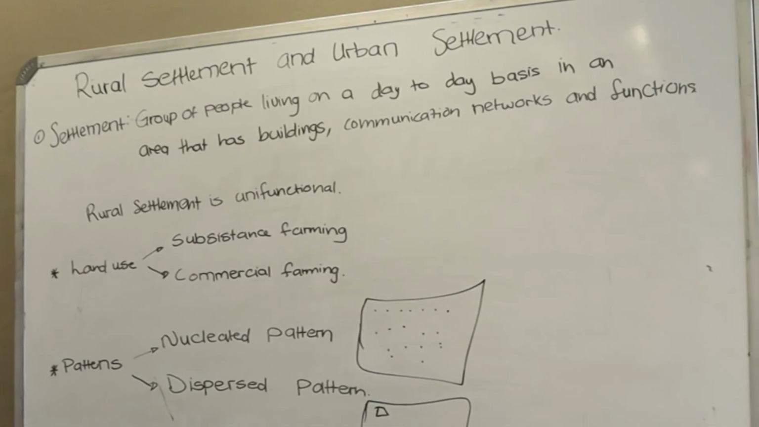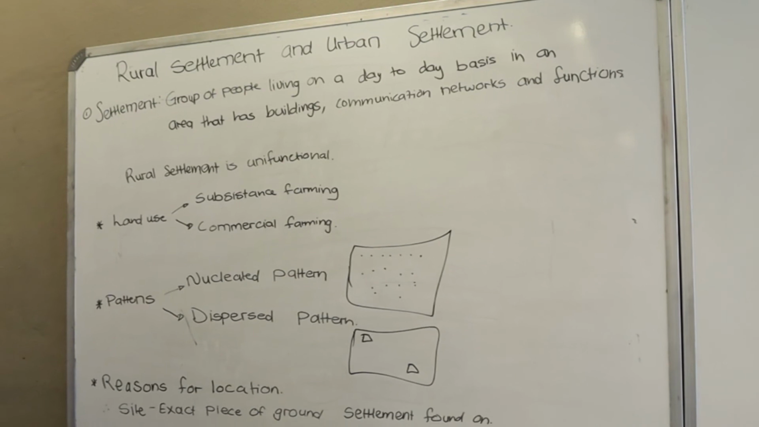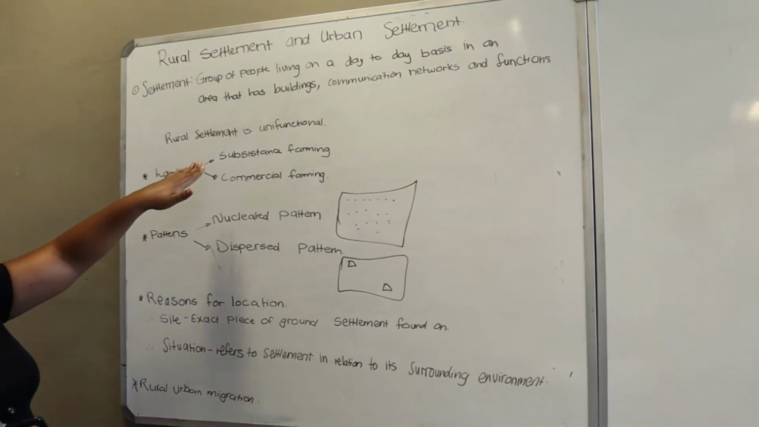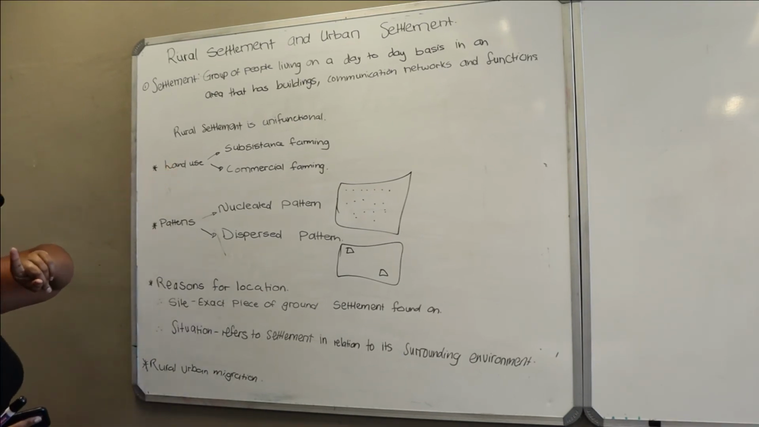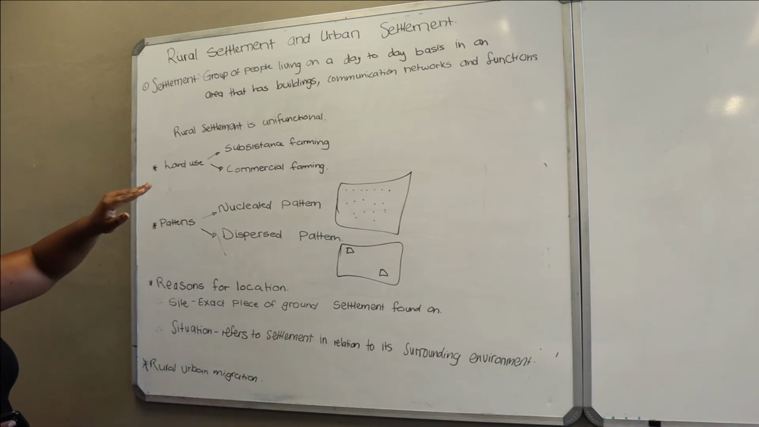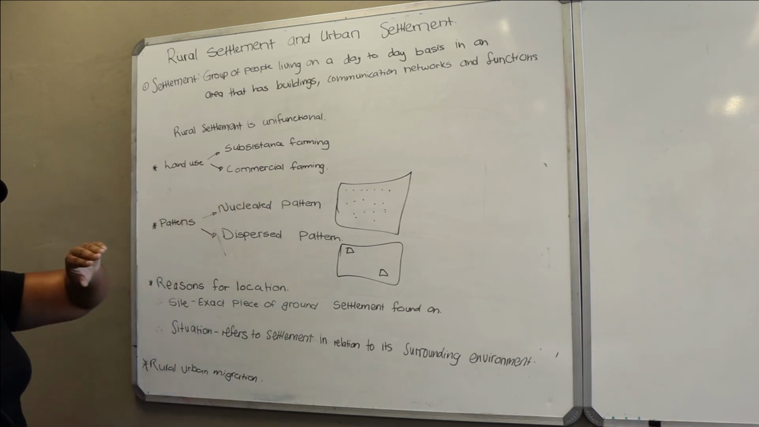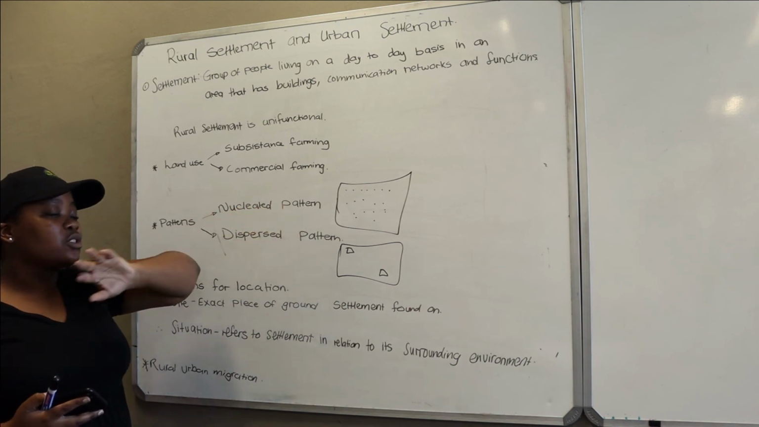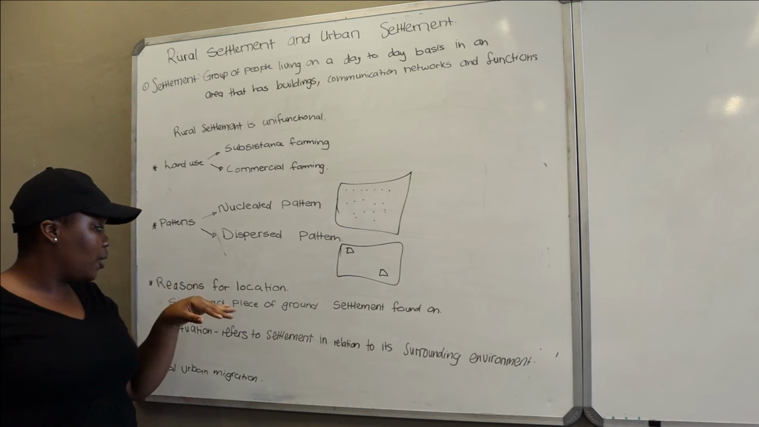So, just a short recap of what we did with rural settlements. We looked at the definition. We said rural settlement is a unifunctional settlement because it has one primary activity, which is farming. Land use: there's subsistence farming, you farm for yourself, and commercial farming, you farm to get a profit. Patterns: nucleated patterns where houses are closer together, and dispersed patterns where houses are much further apart.